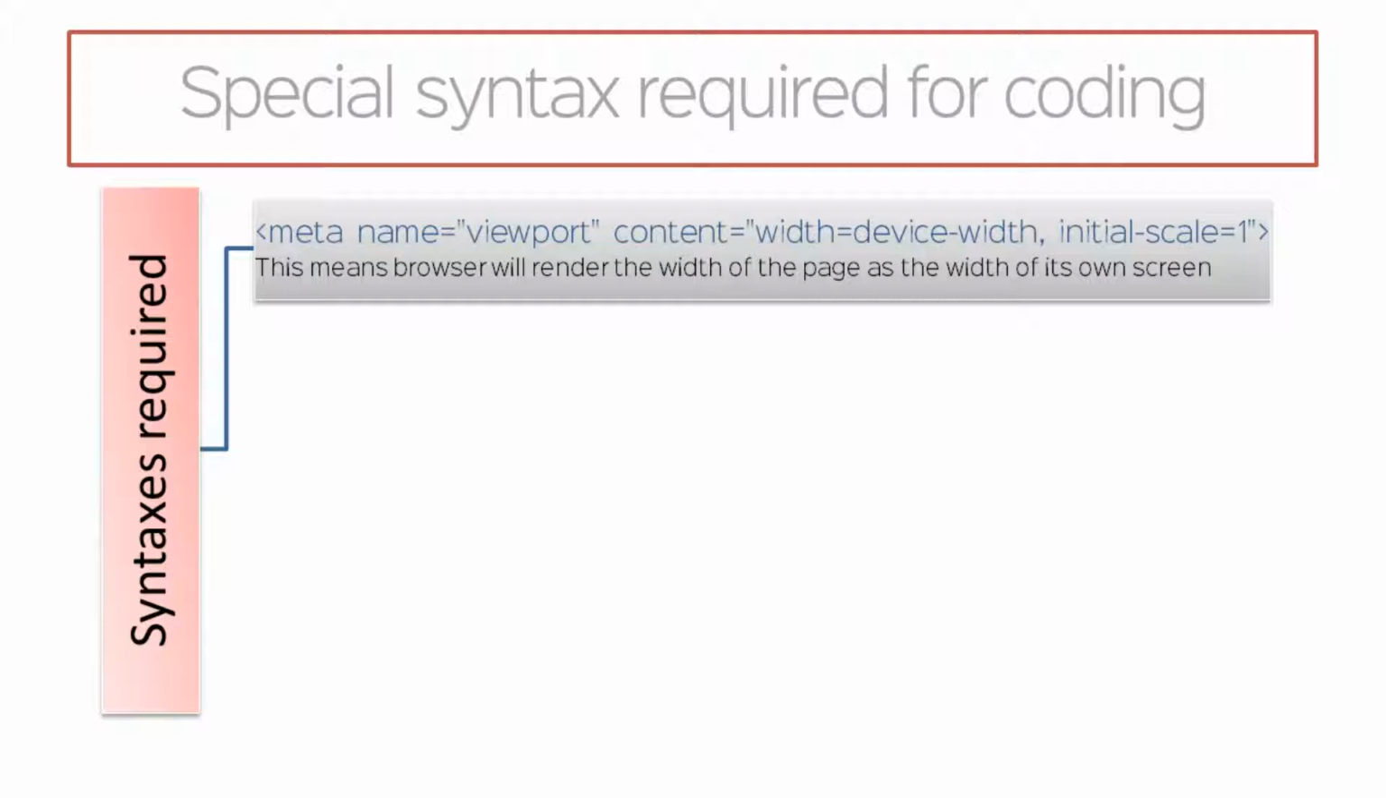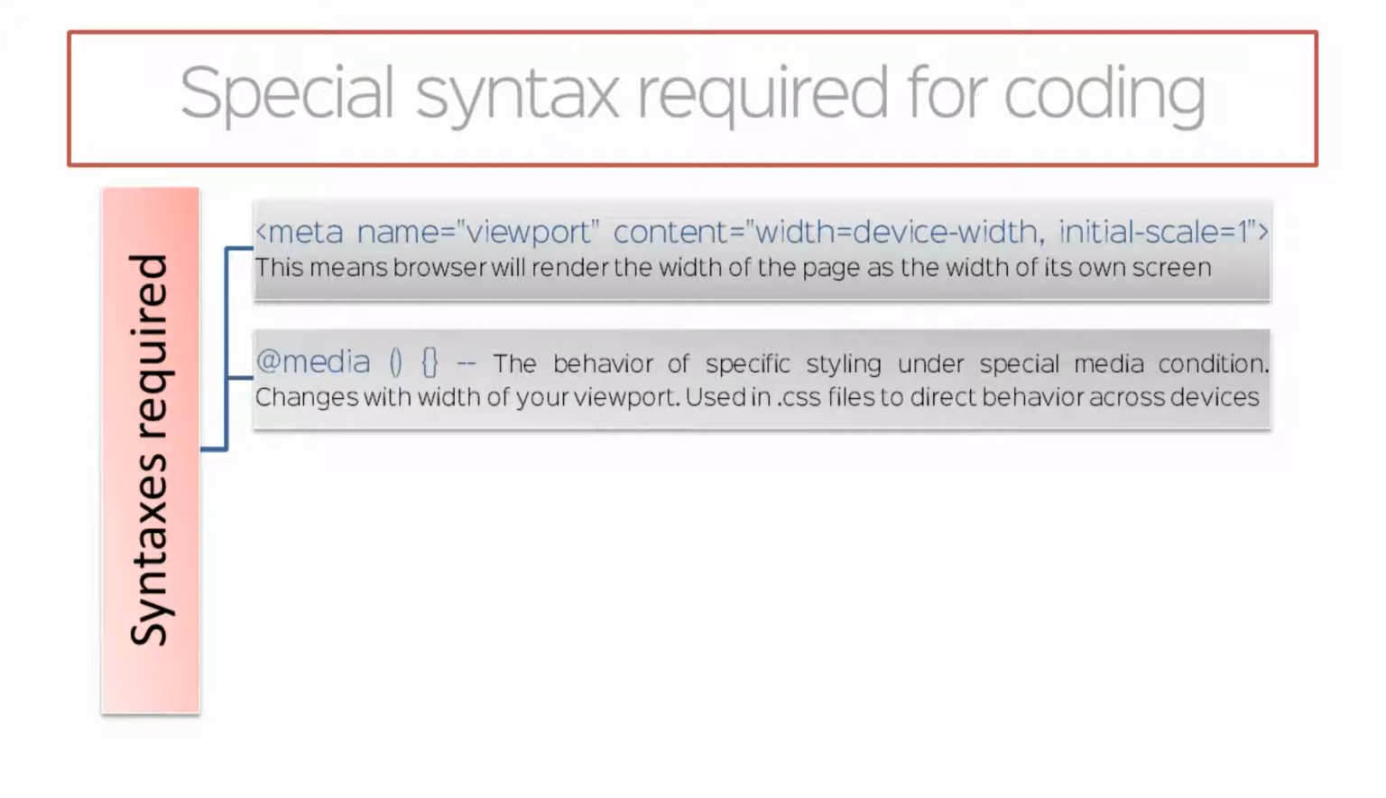That means the browser will now render the width of the page as the width of its own screen. So whatever you now use, a small mobile phone, a medium-sized iPad or iPhone, or a standard desktop application, whatever it is, it is just rendering the width of the page as the width of its own screen. And all this is happening due to this particular syntax. So this is the obvious thing that we are going to include into our web page, into the HTML head tag.